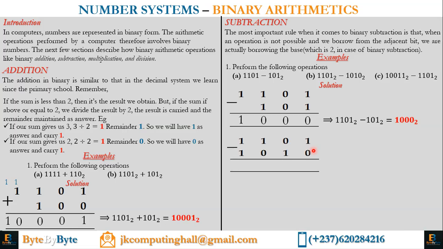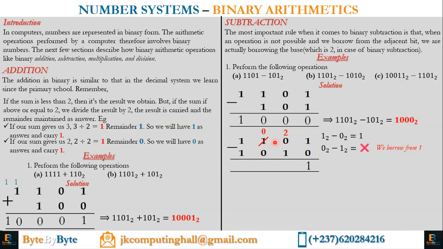For the B part, I have 1101 minus 1010. 1 minus 0, 1. 0 minus 1 is not possible, as you can see. So what do we do? We borrow 1 from this 1. As I borrow this 1, I am left with 0. And actually, what am I borrowing? It is the base I am borrowing. So what I'm adding here is 2.